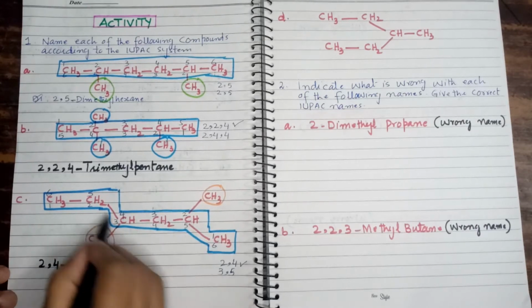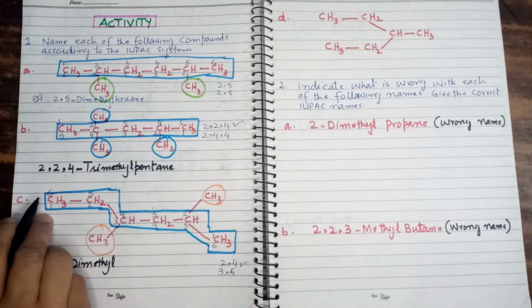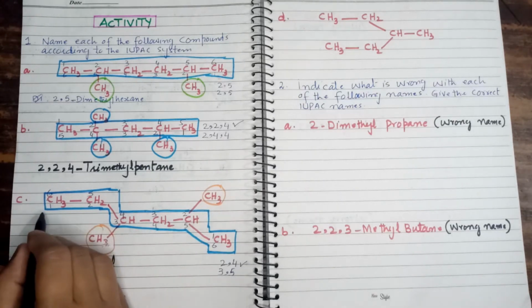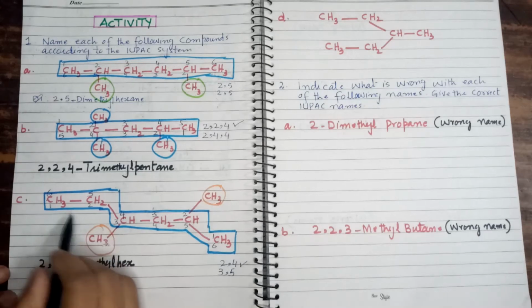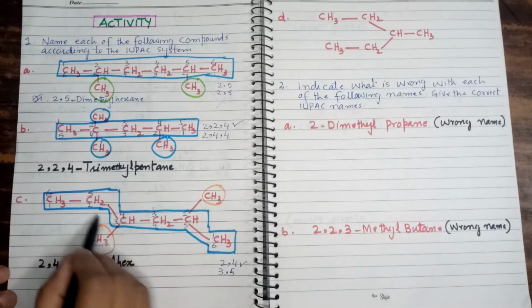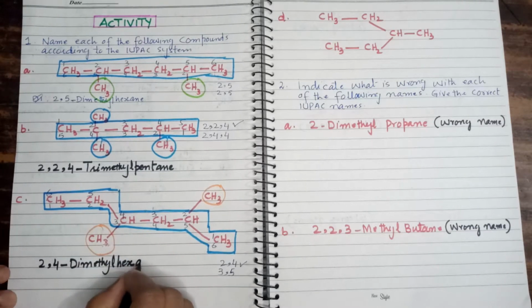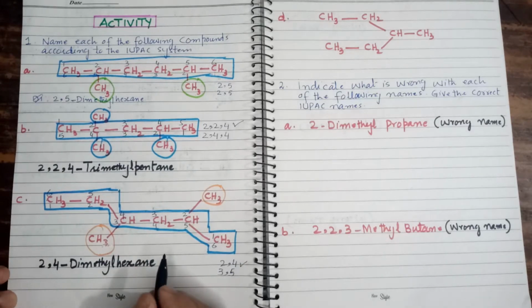And how many carbon atoms are there in the parent chain? 6, right? If there are 6 carbon atoms in the parent chain, then the name starts with hex. All the carbon atoms are connected with single covalent bonds, so ane is used as suffix, right? What is the IUPAC name of this, students? 2,4-dimethylhexane. Got it? Alright.